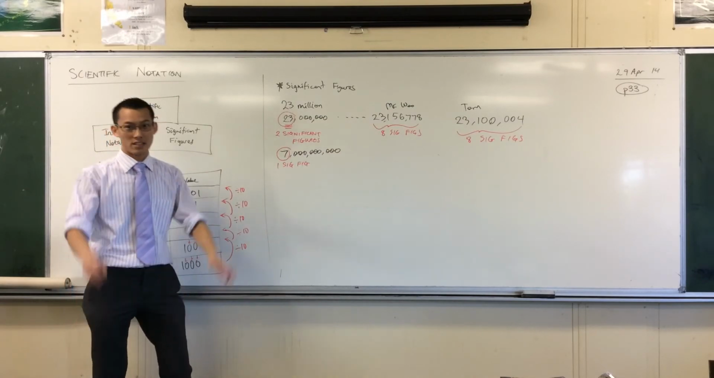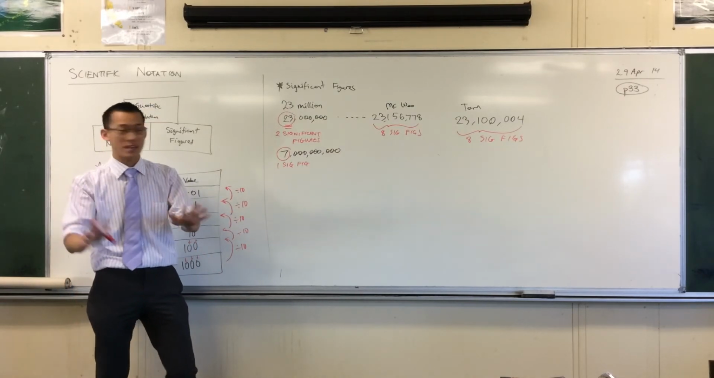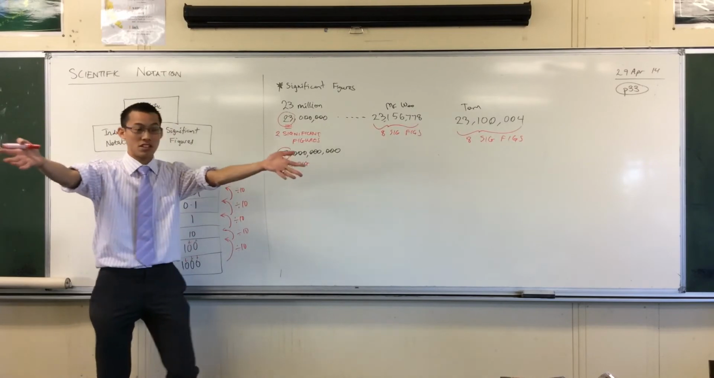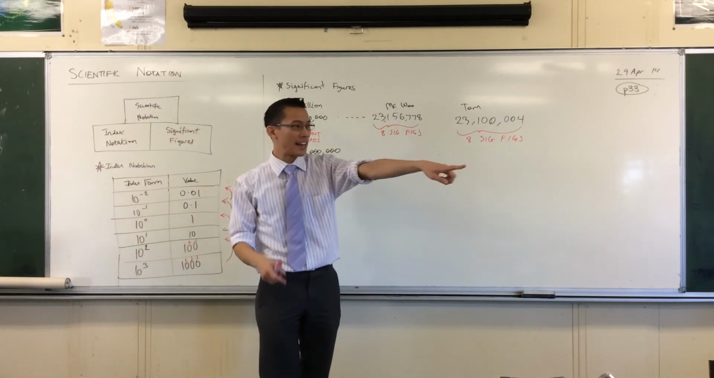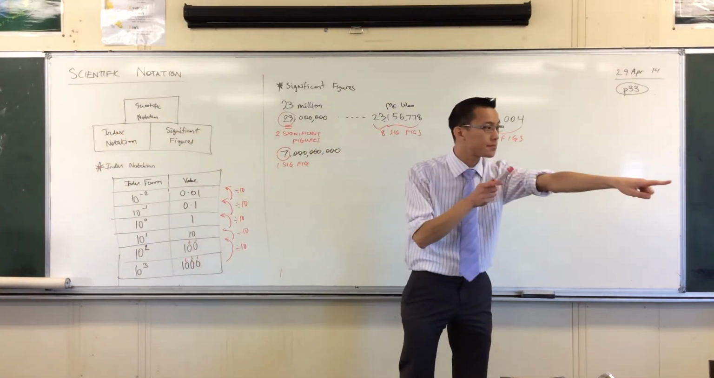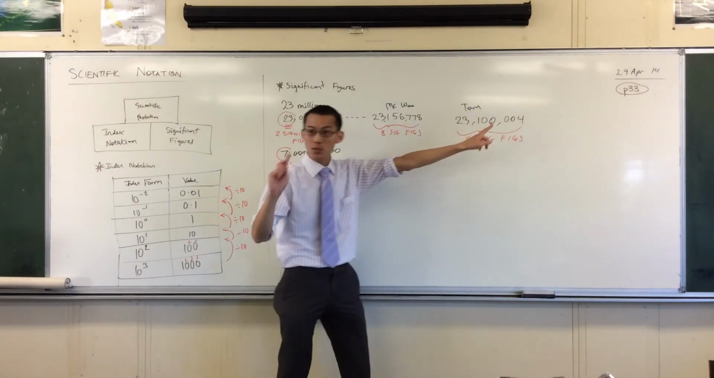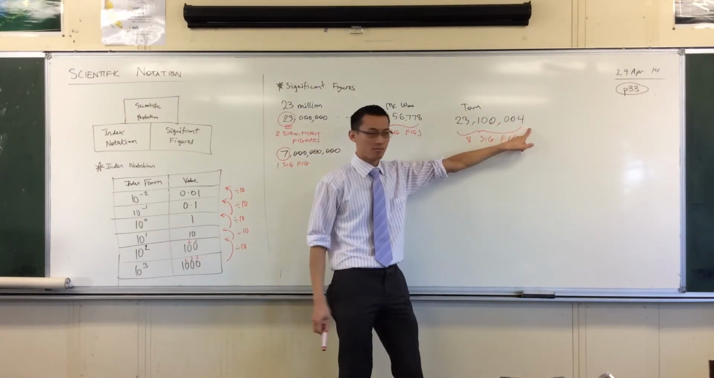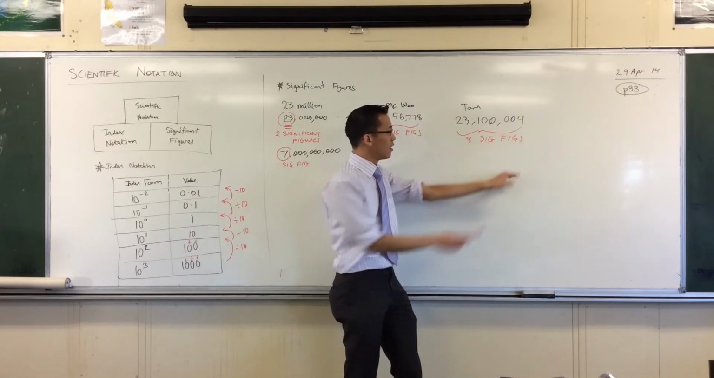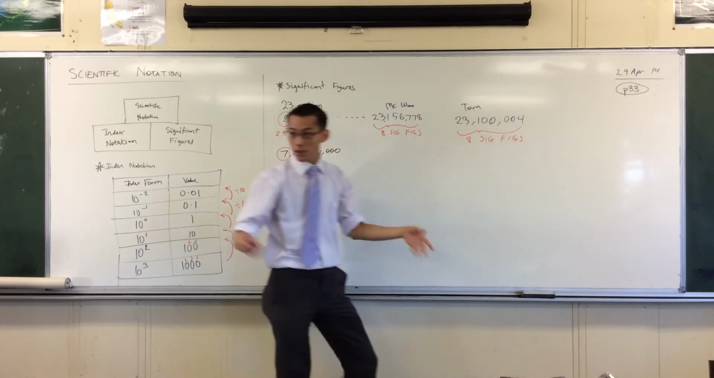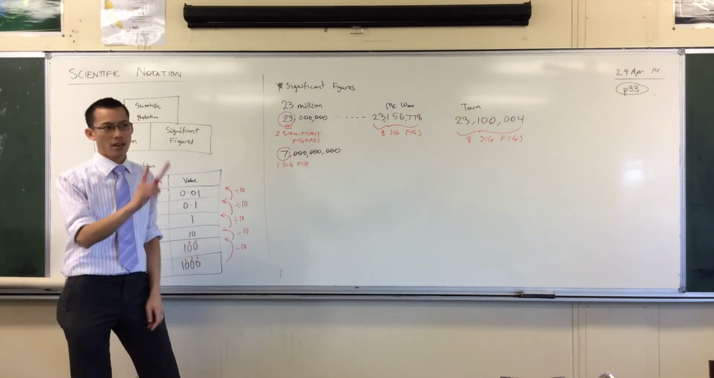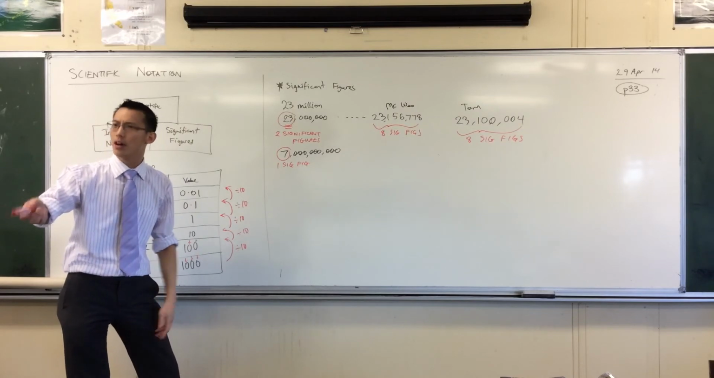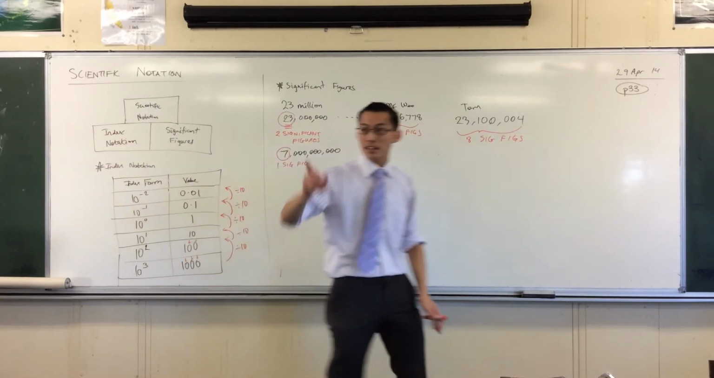There are 2 ways to think about it. The first way is, see this last number? It's not a 0. So therefore, all the numbers in between, even though they're 0, are still significant. Tom, were you going to say the same thing? Yeah, okay.